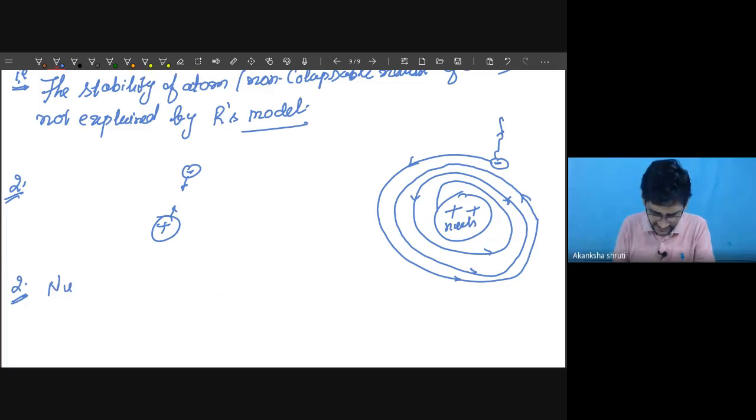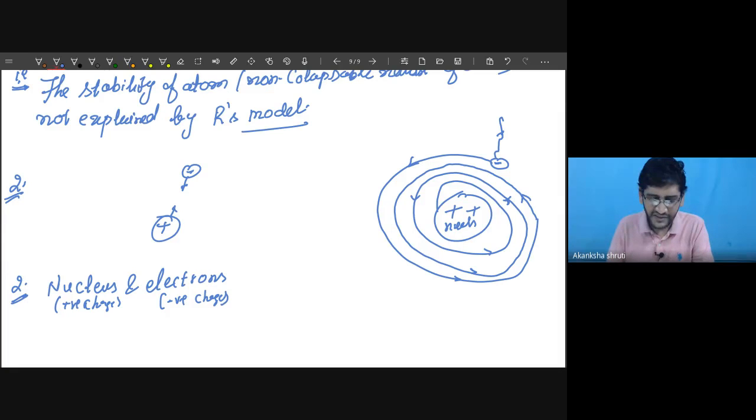Nucleus and electrons. This nucleus means it is positive charge. Okay. And electrons means it is our negative charge.